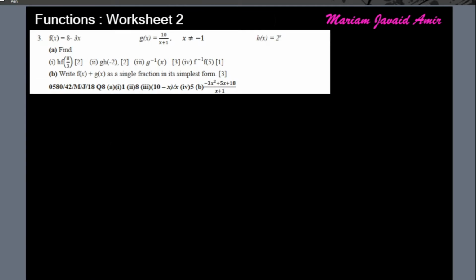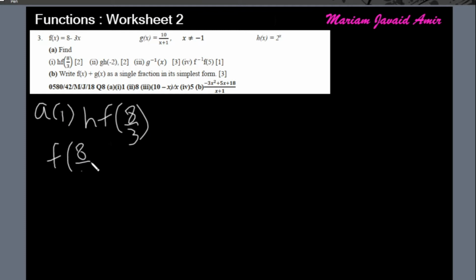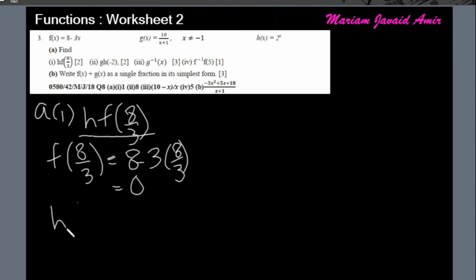Question number 3. Part A1 is find HF 8 by 3. So first we'll find f of 8 by 3. For that, in the function fx, replace x with 8 by 3. So this gives us 0. And then now we'll write h0. So now in the function hx, replace x with 0 and we get 1.